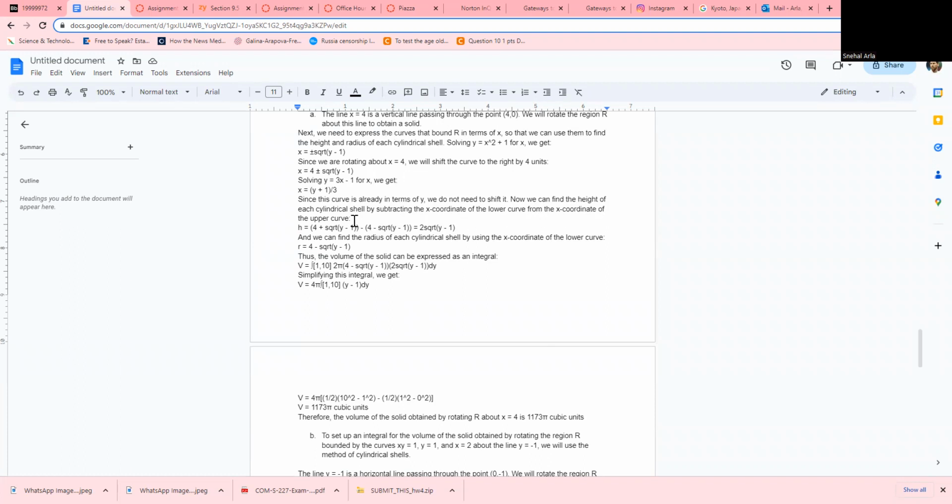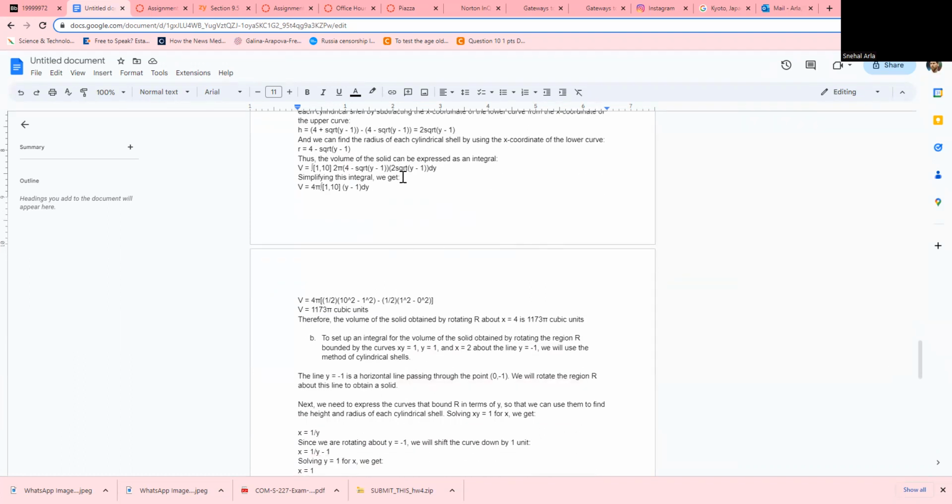Now we can find the height of each cylindrical shell by subtracting the x coordinate of the lower curve from the x coordinate of the upper curve. Now h equals 4 plus the square root of y minus 1, minus 4 minus the square root of y minus 1, which equals 2 times the square root of y minus 1. And we can find the radius of each cylindrical shell by using the x coordinate of the lower curve. Thus the volume can be expressed by the integral V equals the integral from 1 to 10 of 2 pi (4 minus the square root of y minus 1) times 2 the square root of y minus 1 dy.